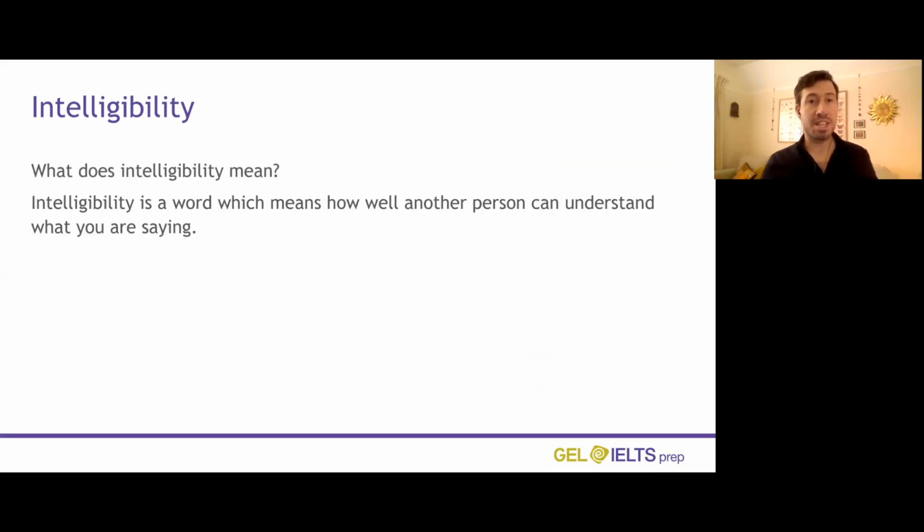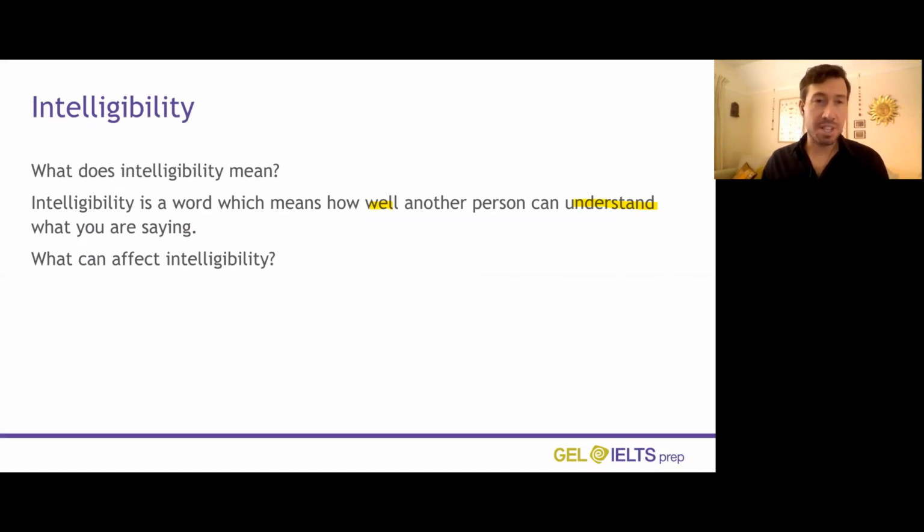Now let's talk a little bit about intelligibility, because that was another thing that appeared in the marking criteria. So what does it mean exactly? Well, intelligibility is a word which means how well another person can understand what you are saying. If they can understand you, you would say you are intelligible.